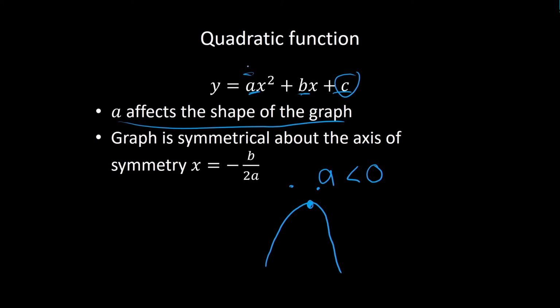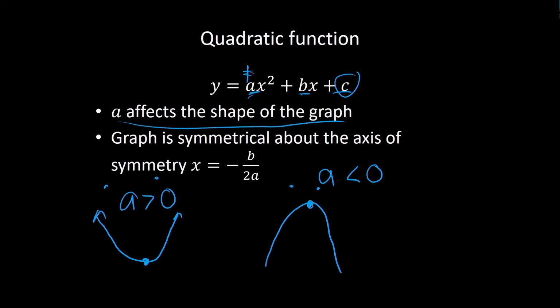And then if a is, say, +1, so if a is greater than 0, you're going to get a graph that's happy because it's got minimum problems. In other words, it's got a minimum turning point. So that's a nice fun way for you to remember smiley face and sad face. It's an easy way to remember what the shape of the graph will be depending on what the value of a is.